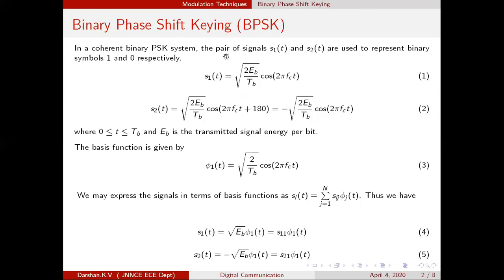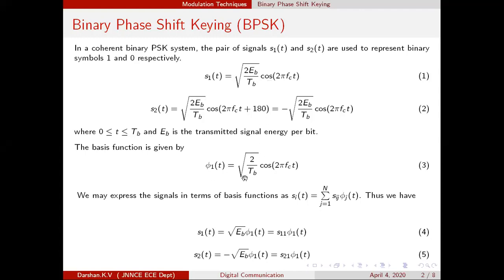Okay, so the BPSK here, symbol 1 is being represented by this signal, and symbol 0 by the other. This could also be treated as message 1 and message 2. Symbol 1 and symbol 0 are the two messages which we need to transmit. Symbol 1 is represented by S1 of t, and symbol 0 is represented by S2 of t. The difference between S1 and S2 is 180 degrees.